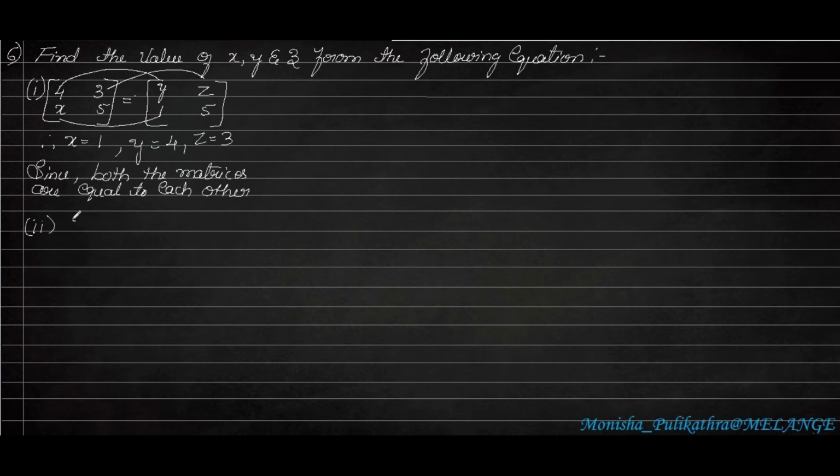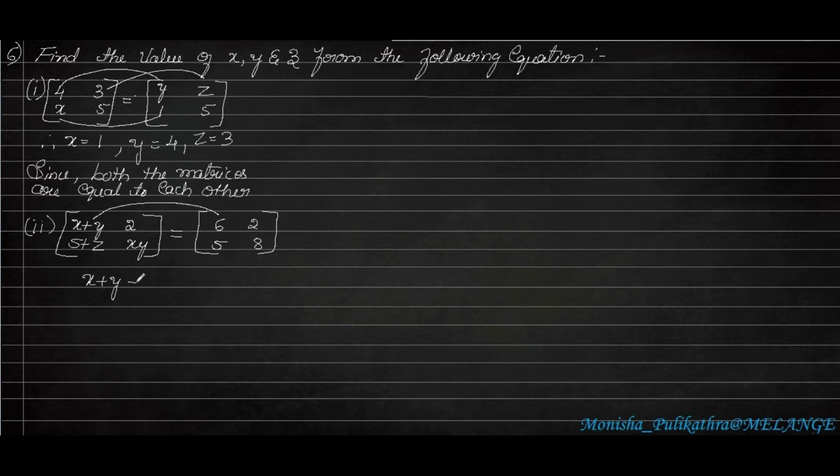The second question is x plus y, 2, 5 plus z, xy. This is one matrix, which is equal to 6, 2, 5 and 8. So x plus y, 2, 5 plus z and xy is equal to 6, 2, 5 and 8. Here we have to find out the value of x, y and z. Since they have given both the matrices are equal, this A11, the first row, first column, is equal to this A11. So x plus y is equal to 6.